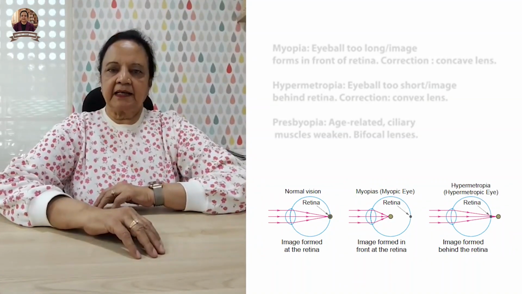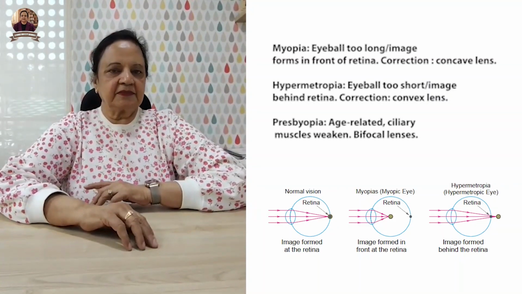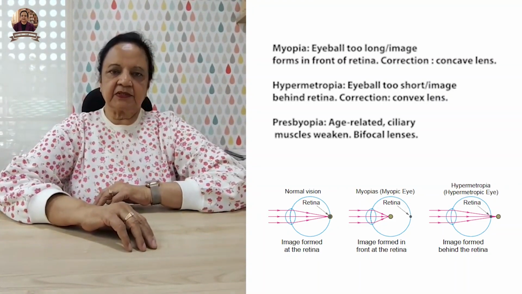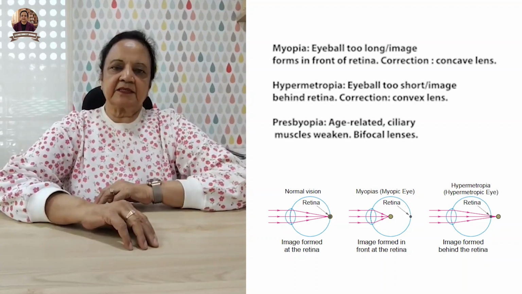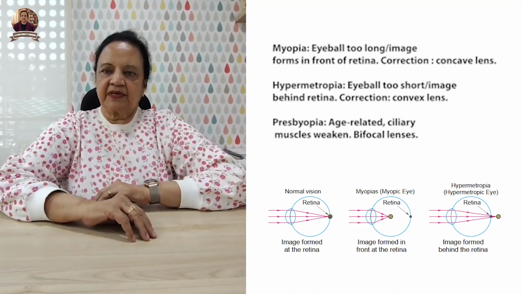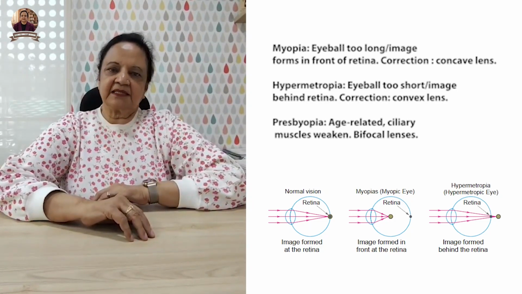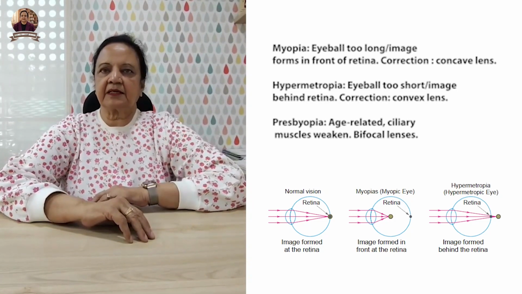Accommodation means eye lens can change its focal length to see objects at different distances clearly. For nearby objects, ciliary muscles contract. Lens becomes more convex, that is thicker. For distant, the muscles relax and the lens becomes thinner.